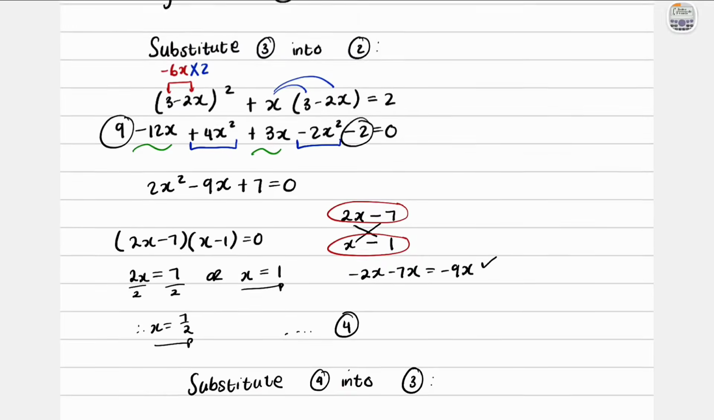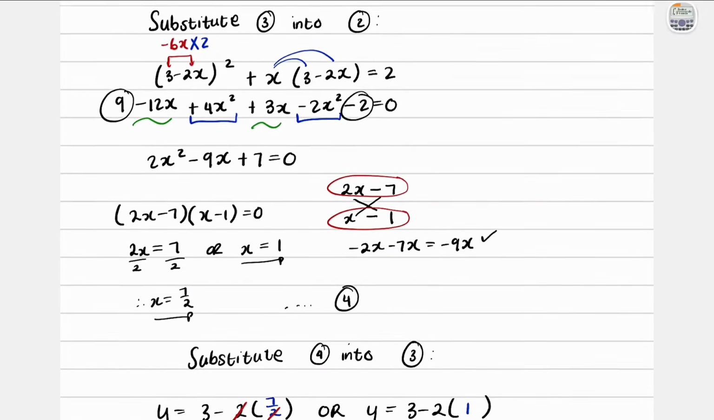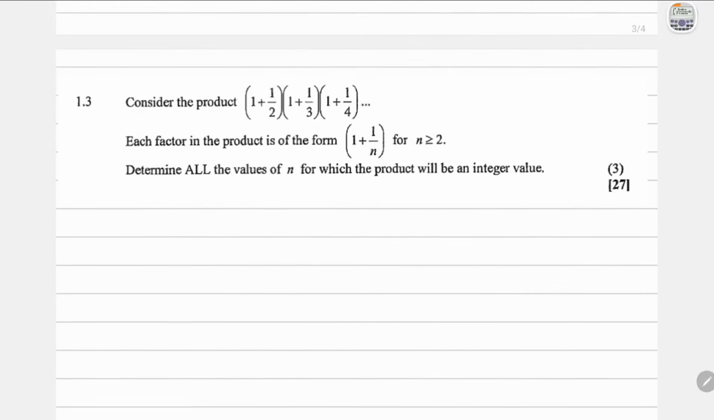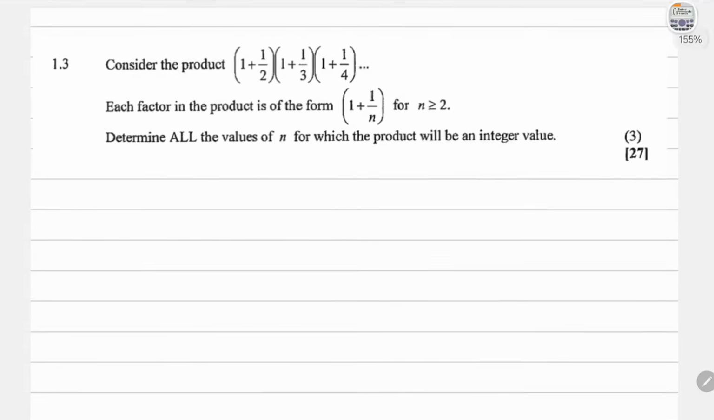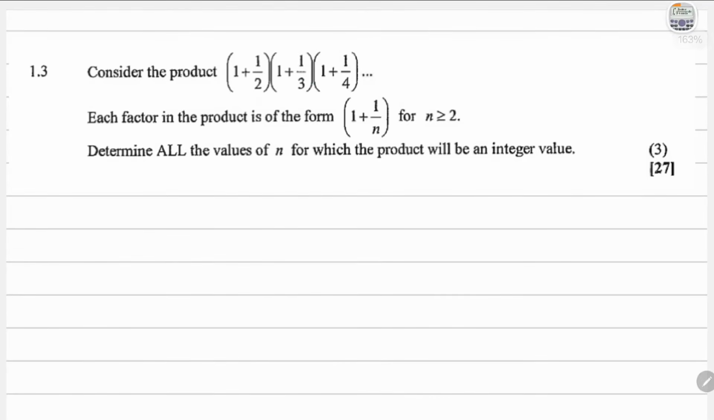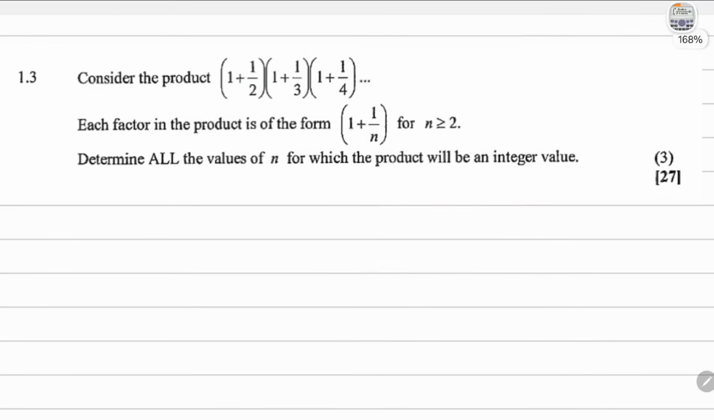And then we move on to question 1.3. Question 1.3 says, consider the product, and we have 1 plus 1 over 2, 1 plus 1 over 3, 1 plus 1 over 4. So you can see how the pattern is going, 1 plus 1 over 5, and it just keeps going. And they tell us that each factor in the product is of the form 1 plus 1 over n. Because they're being multiplied, each of them is called a factor. So each of these has this form. That's what they're really saying.